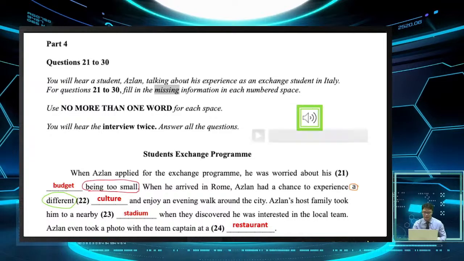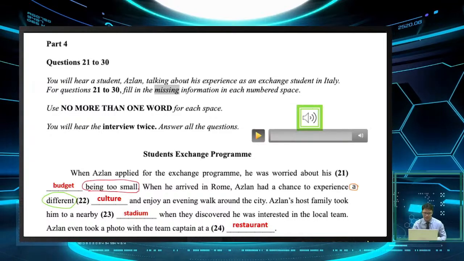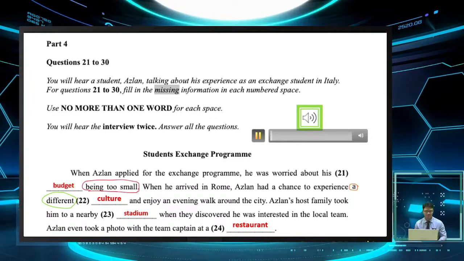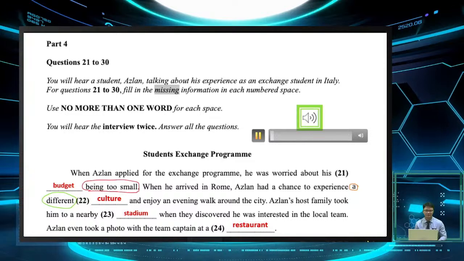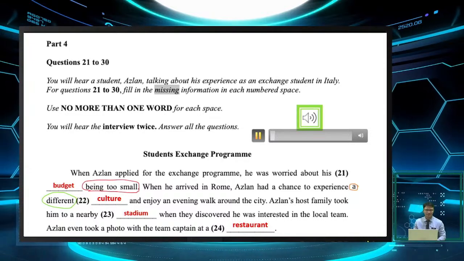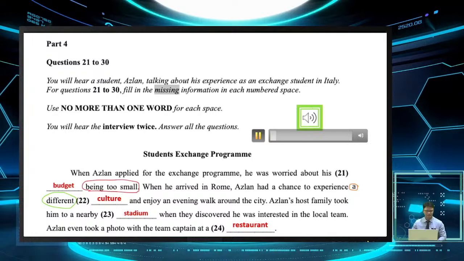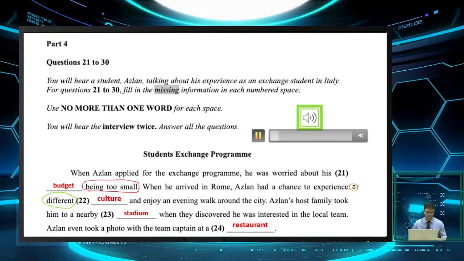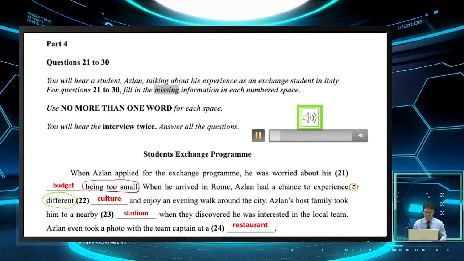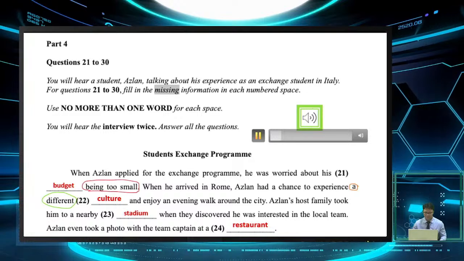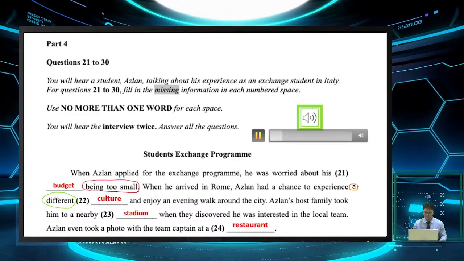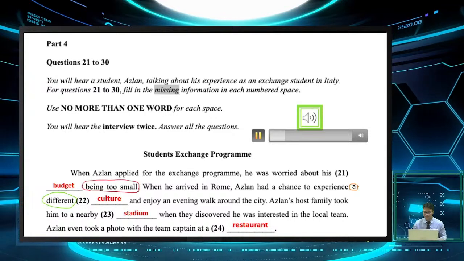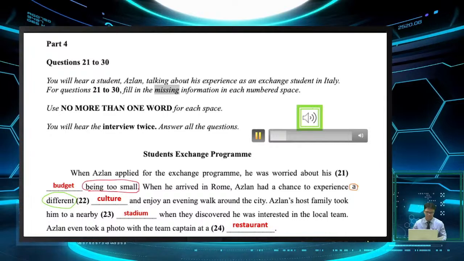let's look and listen to the text for the last time. Now turn to part 4. You will hear a student, Azlan, talking about his experience as an exchange student in Italy. For questions 21 to 30, fill in the missing information in each numbered space. Use no more than one word for each space. You now have 1 minute to look at part 4.